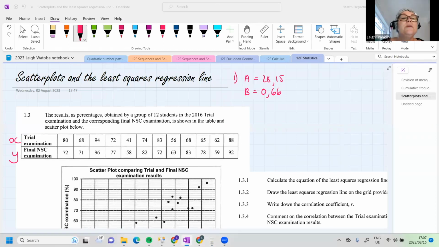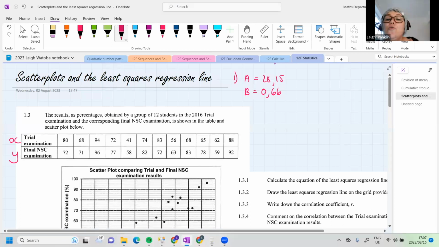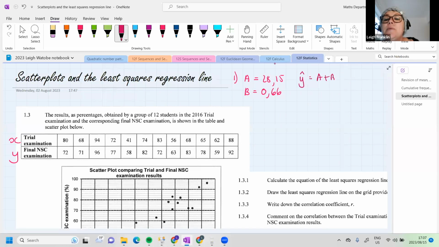Good. You will see on your formula sheet the equation of your least squares regression line is A plus BX. They do it like that. It's just the equation of a straight line. So now we can say Y is equal to 28,15 plus 0,66X. And then we have successfully answered question number 1. Let me just write here that this was 1.3.1. So that's how we calculate the equation of the least squares regression line.